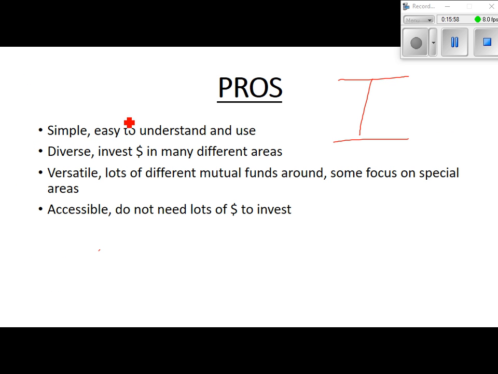Pros to a mutual fund, this is an I. It's simple, it's easy. You could actually do it on your own, and a lot of people do now.